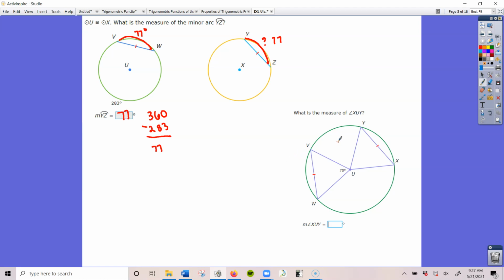Now this was the last question that I got here. It said, what is the measure of angle XUY, which is this angle here? Now what we notice is that these are not vertical angles, so we can't assume that they're the same, but we see that this intercepts this chord, which is the same as this chord. That means that this arc measure is the same as this arc measure, and the arc measures are equal to the central angle. So since this is 70, this is 70, and this is 70, that means the angle must also be 70. So that's U8.